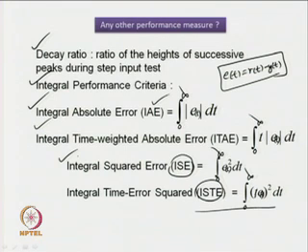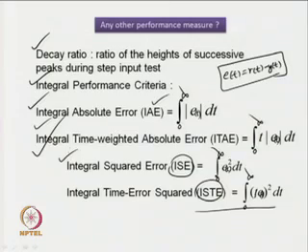So, controllers can be designed by minimizing all these performance criteria, and those types of controllers often give us optimum parameters for the controllers. Such controllers give optimum performance of a closed loop control system. Therefore, integral performance criteria are often used in designing controllers.